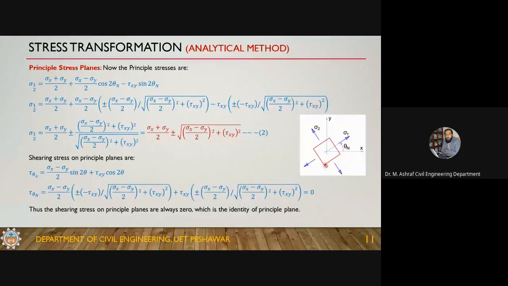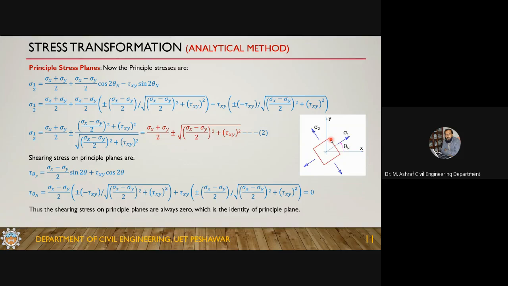So this is the principal plane. You have sigma 1, you have sigma 2. Sigma 1 is this plus this. Sigma 2 is this minus this. And this is theta n. This theta n is calculated from equation number 1. Okay.